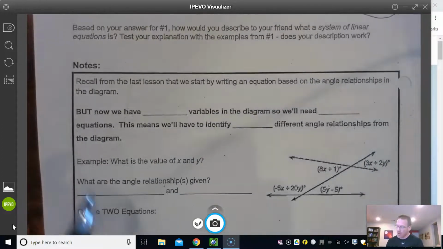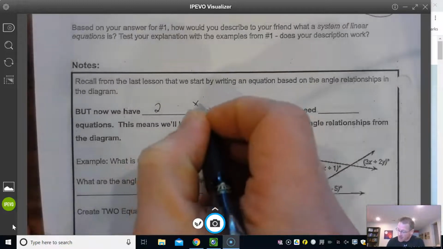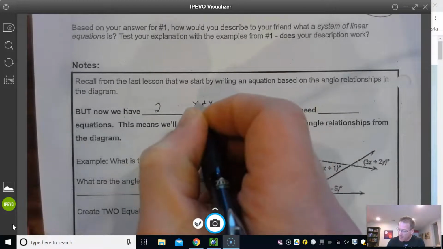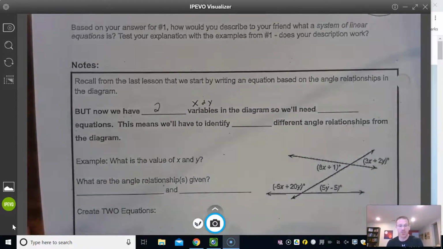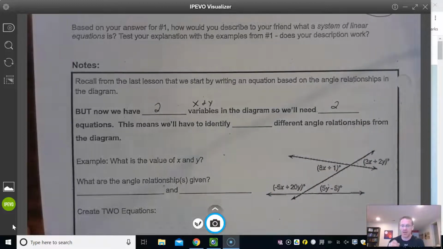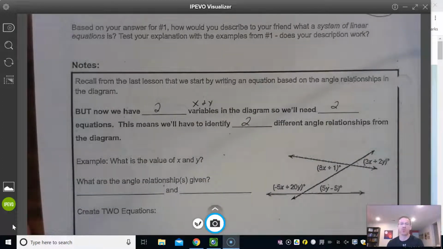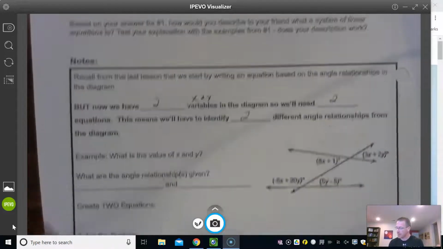So now, the way you know it's a linear system problem is that you will have 2 variables in your diagram. So you will see an x and a y variable in your representations here. Now, anytime we have an x and a y, that means we need 2 different and distinct equations. So that means you have to find 2 different angle relationships from your diagram. We want to find 2 specific relationships and use those to develop our angle relationships.